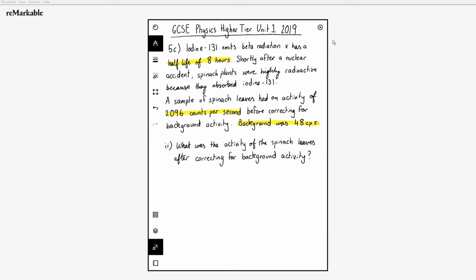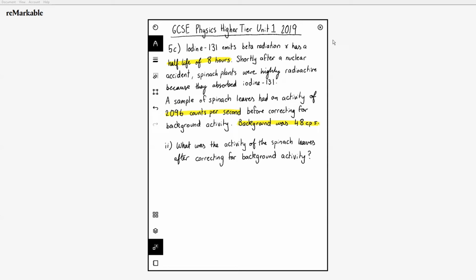So background activity, I'll go over very briefly here. Background activity is the count rate that you would pick up if there is no radioactive source present. There is constantly a count rate being picked up, even if there's no radioactivity nearby. So it could be due to cosmic rays from the sun. It could be due to having a nuclear power plant near you. It could be due to rocks and soil, which can emit radiation as well, in very small amounts.